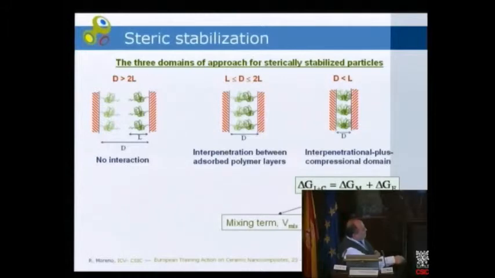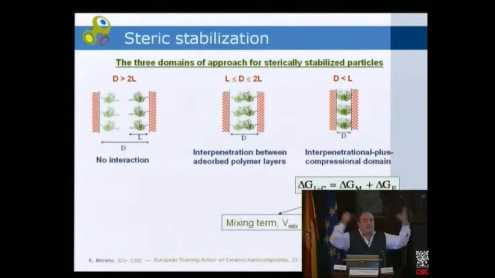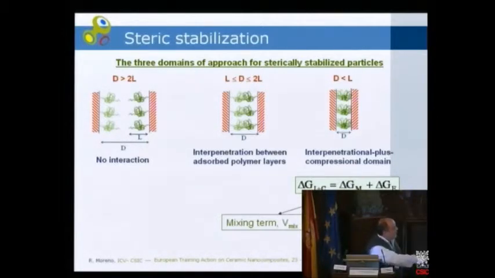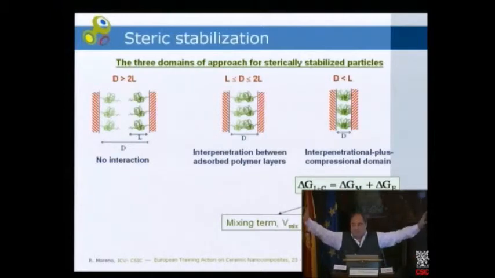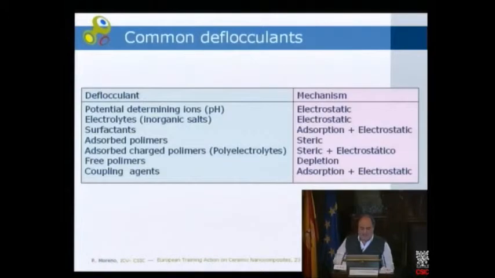When we compress the two particles with force to enter into contact with each other, the polymer chains have reduced their size even below the size of one single polymer chain. In this case, we have the interpenetrational plus compressional domain, in which there is a spring-back effect of the polymer, which tends to separate the two particles again. In this case, we introduce a new term for calculating the steric potential, which is the elastic term. And this term is a spring-back effect, so it's always a repulsive term.